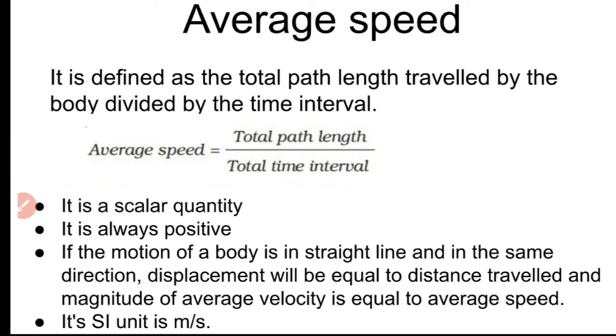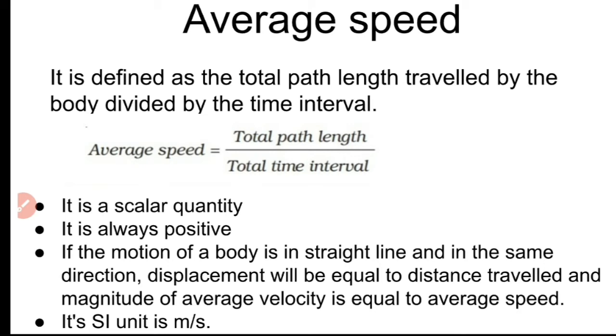Now let's discuss what average speed is. Average speed is the total path length traveled by the body divided by the time interval, or simply total path length by time interval, which is the same as distance traveled by time interval. So what is the difference between average speed and average velocity? Average velocity is displacement by time and it is a vector quantity. Average speed is path length by time, or distance by time, and it is a scalar quantity.